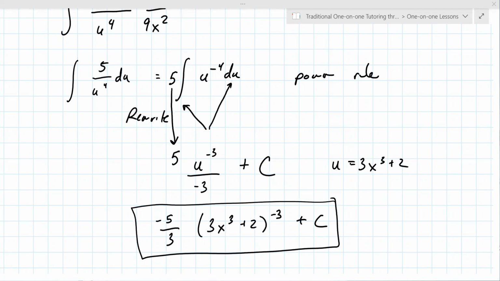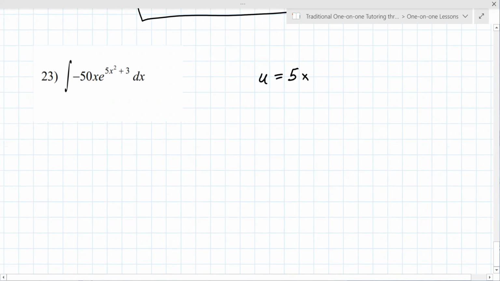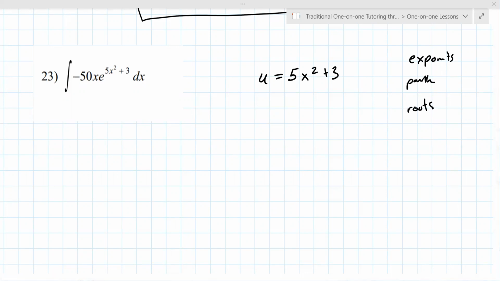All right, so let's do another one here. This one is an e problem. Is the u the 5x squared? Yes, it's exponents. It could be things in parentheses, things under roots. Can we do the next one with cosine or sine? Because I'm confused by those. Yes. Okay, so then du is 10x dx, and then dx is du over 10x.